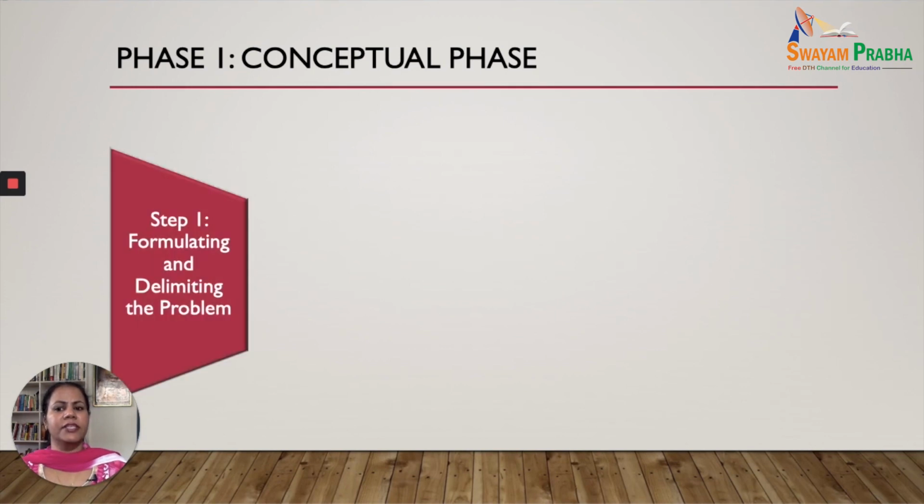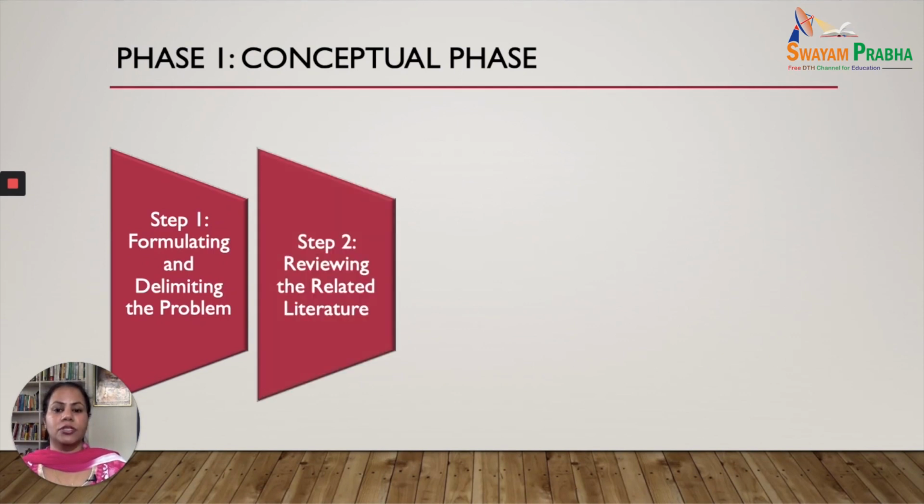Now let us see the different steps. Step 1 in the conceptual phase is formulating and delimiting the problem. Formulating and delimiting the problem means the research questions are posed, right? And the researcher may review the literature, or take the help of seniors to find out the topic or the problem. The second step is reviewing the related literature. If your question or problem is now identified, then you can start reading the literature which is available on your problem or your question.